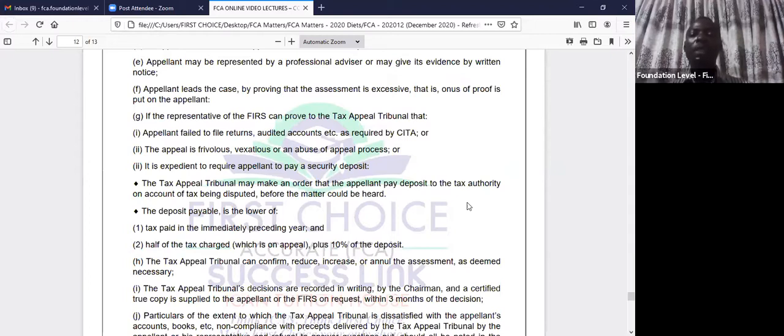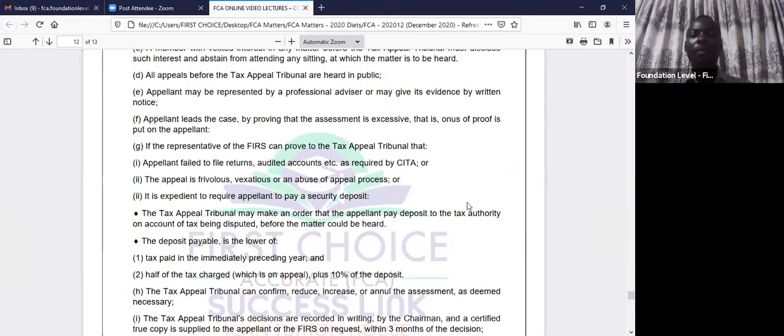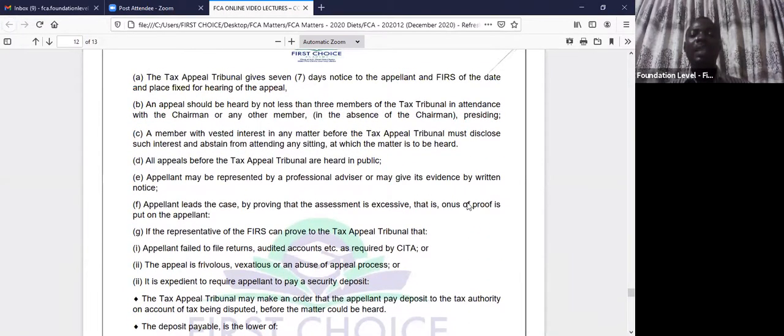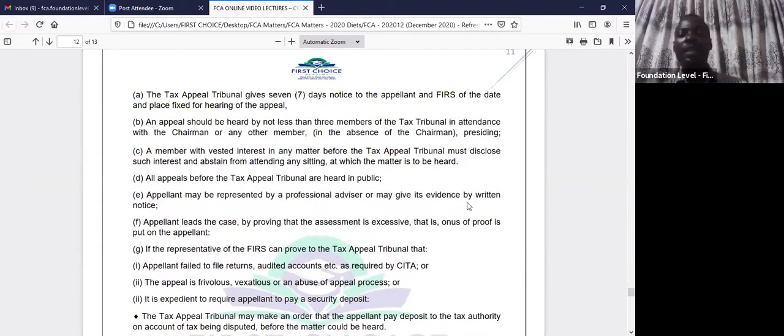If they ask you to bring certain documents and you did not bring the documents, it means you have not satisfied the tax authority or the tax appeal tribunal. So the tax appeal tribunal will have to be satisfied whenever a case is brought before them. Now, how do you go about approaching the tax appeal tribunal?